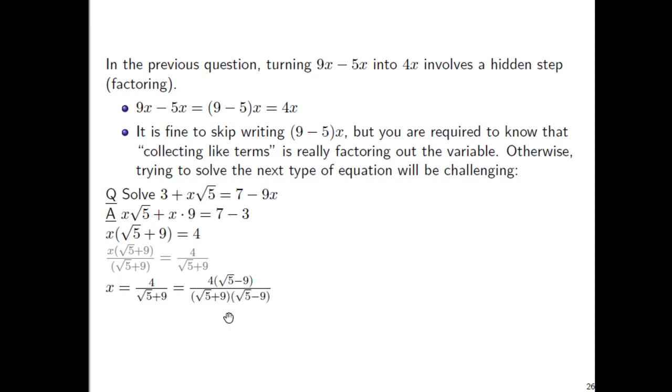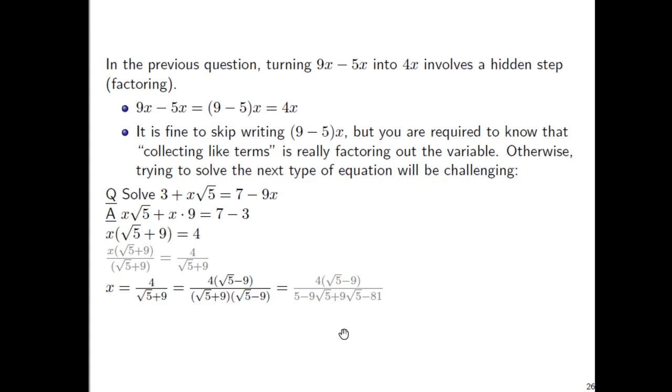Now, just to illustrate old principles, yes, we have x equals a number, but this is a good time to say, look, for best practice, we ought to rationalize the denominator. So we'll multiply top and bottom by the conjugate, root 5 minus 9, on top and bottom. Who cares so much in the numerator what you do, but in the denominator, we should expand this out.